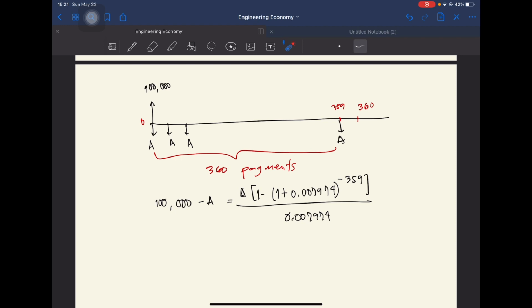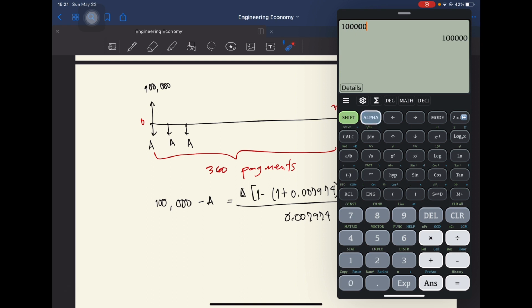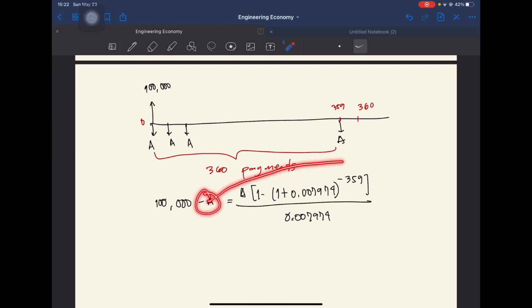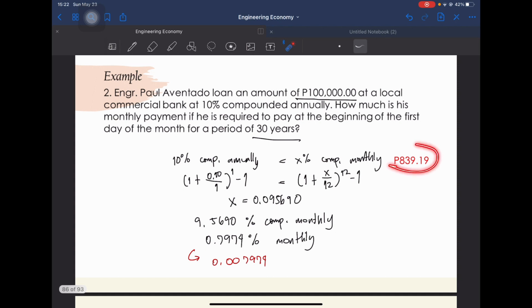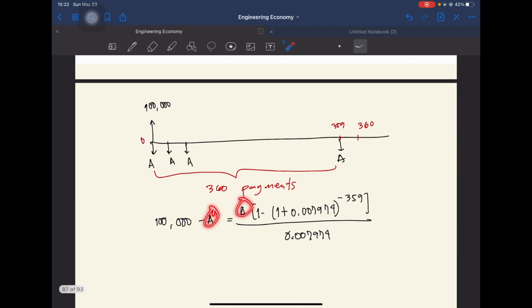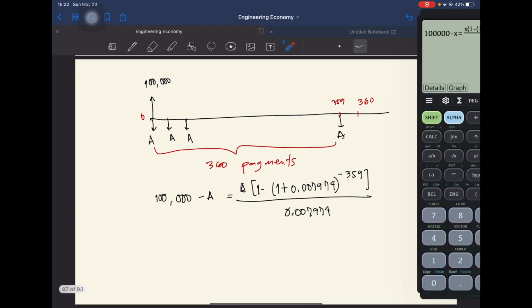Let's calculate that. Minus A pa pala. Raised to negative 359. Shift solve: result is too long. Since the calculator is complaining, let's just move this A to the other side and back-substitute. We use the final answer, substitute it for A, and see if we get back to 100,000. The calculator I'm using is a bit dull.